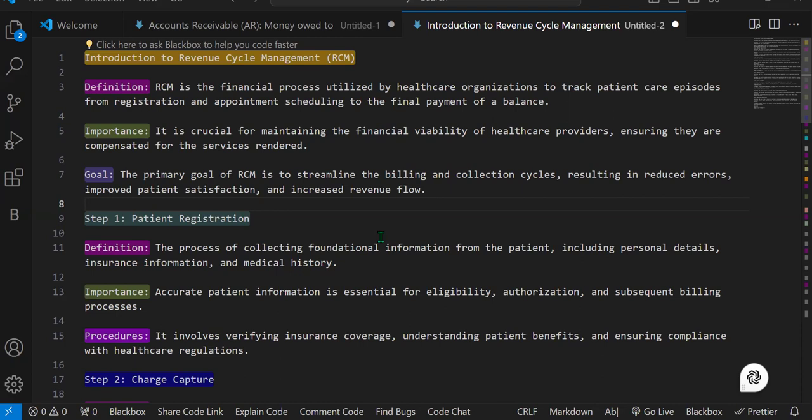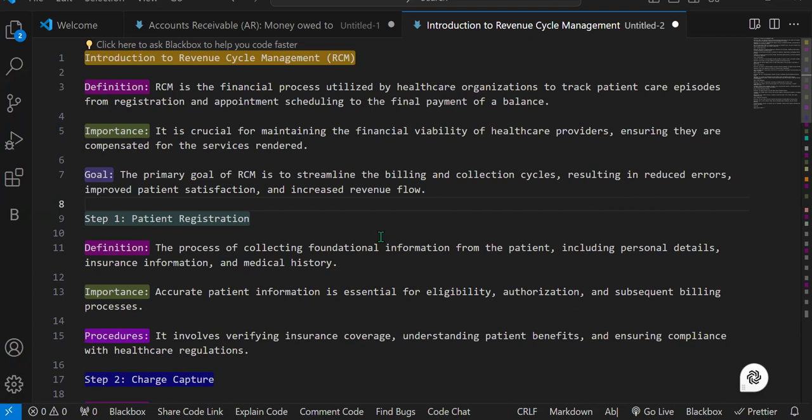So today in this class, we will learn about the introduction to revenue cycle management in medical billing. Revenue cycle management is nothing but how a patient will come to the hospital and how the patient's insurance policy will pay the doctor's office. So this is all about the RCM cycle. Let us see what steps are involved in the RCM cycle.